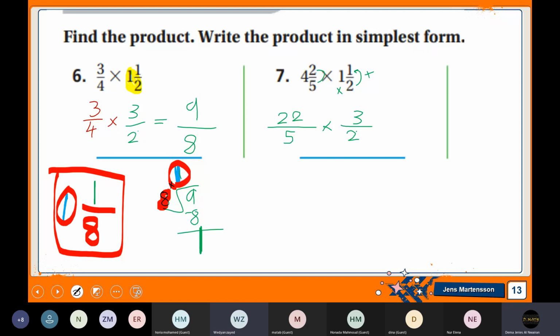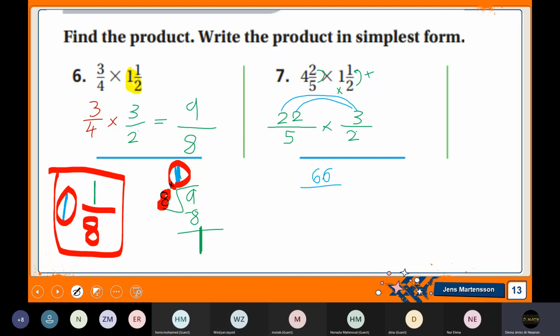22 times 3. 3 times 2. 3 times 2 equals 6. 6. With 3 times 2, 3 times 2 equals 6.